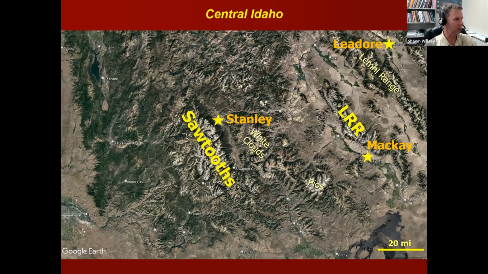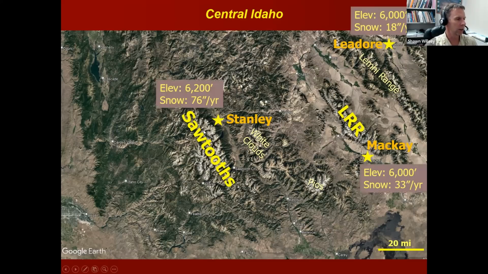So maybe you figured it out, maybe you haven't. Here's a big clue to this dilemma. What we're going to do is pick three locations, three towns: Stanley, Mackay, and Leadore, and look at their snowfall amounts. Comparing these three towns' snowfall amounts, I think, will reveal what I think is the dominant control on the extent of glaciation in these locations.